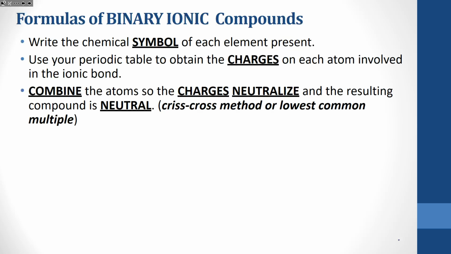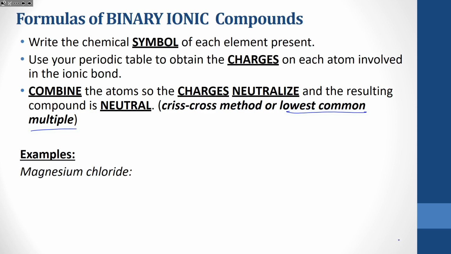So if we're going the other way around, to find the formula of a binary ionic compound, we're going to take the name and write the symbols of each element that they told us, and then figure out their charges. We have to put the elements together so that the charges add up to 0. I'll show you a couple of shortcuts, but the best way to do this is using the lowest common multiple. In other words, how do we get both of these to have the same number of positives and negatives?